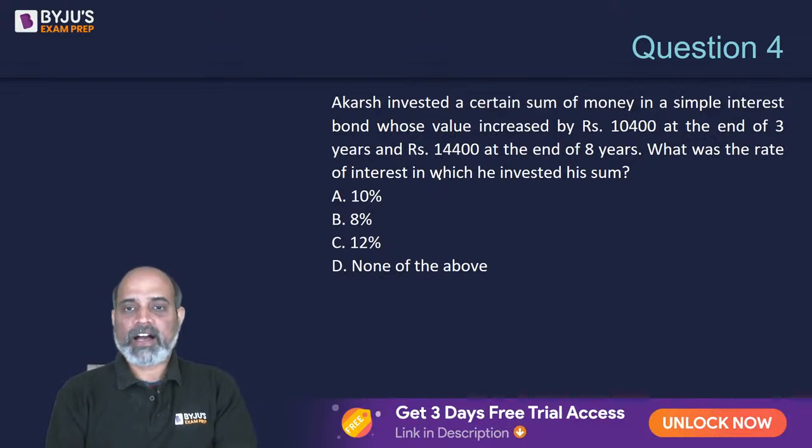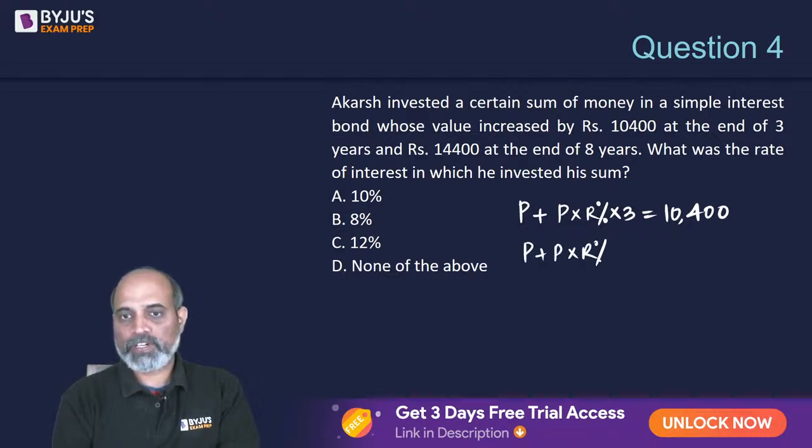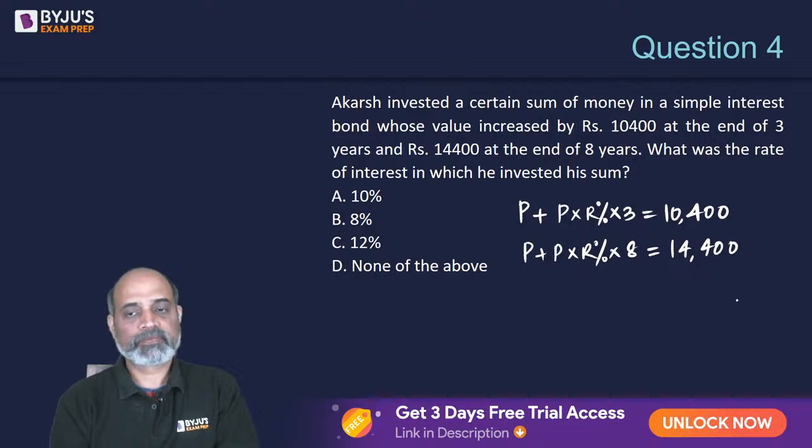Okay, next. Akash invested a certain sum of money in a simple interest bond whose value increased by rupees 10,400 at the end of the 3 years and 14,400 at the end of 8 years. What was the rate of interest at which he invested his sum? So principal plus simple interest, which is P into rate of interest at the end of 3 years, this is given as 10,400. And next, principal plus principal into rate of interest at the end of 8 years, this is 14,400, right?